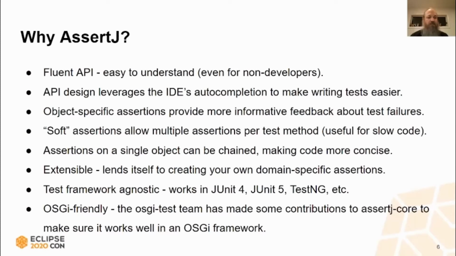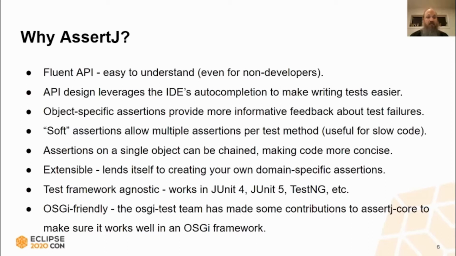AssertJ also has soft assertions, which allow you to perform multiple assertions per test method. This is useful if you're running assertions on slow code. If you're doing integration tests, for example, rather than have to run your code every time and do one assertion every time, you can run the slow code once and perform multiple assertions, and all those assertions will run. If more than one fails, you get feedback about all failures rather than just the first failure, as you would with hard assertions.